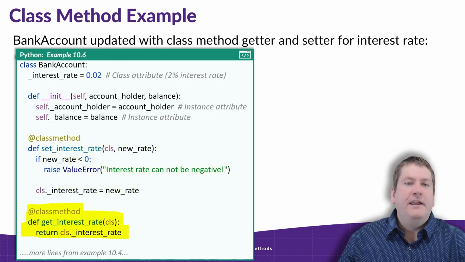Now the second method here is fairly similar. It's a class method. It's taking CLS as the only parameter, which is the class, and it is returning the value of interest rate.